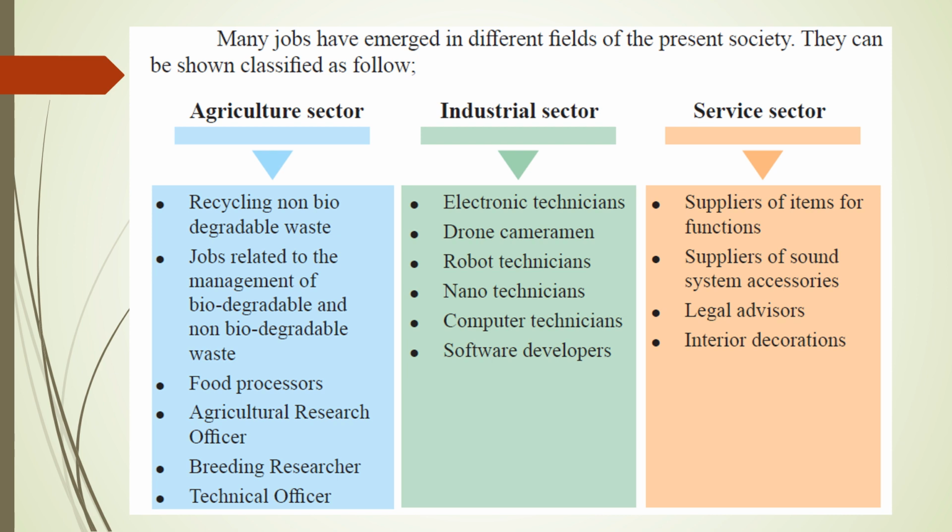So here only 3 sectors are mentioned. For example, agriculture sector, industrial sector, service sector. So under these 3 sectors, you can find the job opportunities. For example, under agriculture sector, recycling non-biodegradable waste, and jobs related to the management of biodegradable and non-biodegradable waste.